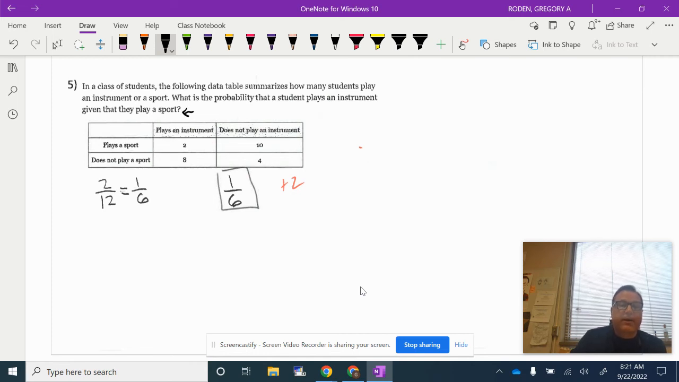So the first thing we have to say is it's going to be out of 12 because they play a sport. Okay, see that? It's got to be out of 12 because 10 plus 2 is 12. This is given that they're given this. So this is a given. So you have to start with 12. You're not doing out of the whole thing. You're doing out of 12. And then, how many of those students out of 12 played an instrument? Well, 2 played an instrument. So it's going to be 2 out of 12 or 1/6.